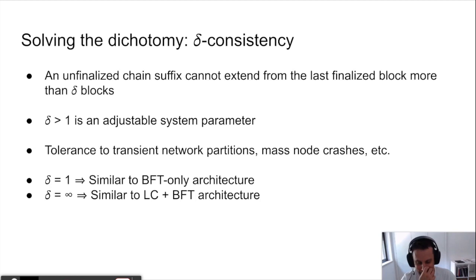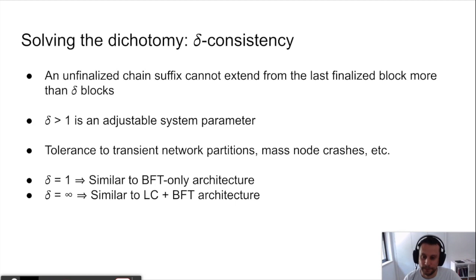This means that, put it another way, once a block is finalized, you cannot have in the network or in the chain more than delta unfinalized blocks after that last finalized block. So we allow the chain to grow, potentially inconsistently, but no more than delta blocks from the last finalized block. If that happens, then the network stalls and something must be done to resolve the problem that's causing the lack of availability in the network.